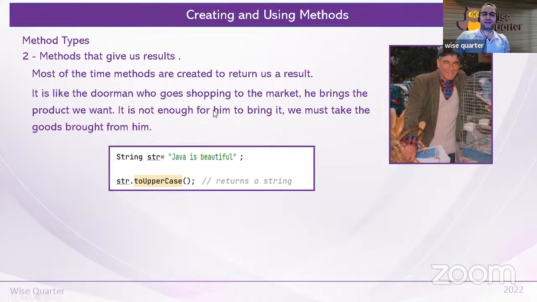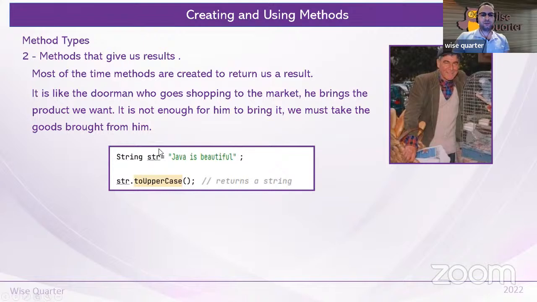So methods like that, if a method returns you something, and if you don't use it, it means nothing. You have to use whatever a method returns. You can do anything with it, but don't forget that you have to use what the method returns. Oh yes, it's the doorman. He brings whatever you want, but if you don't take it from him, it means nothing.